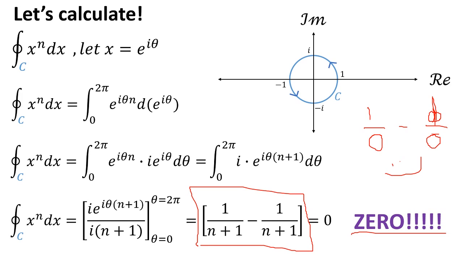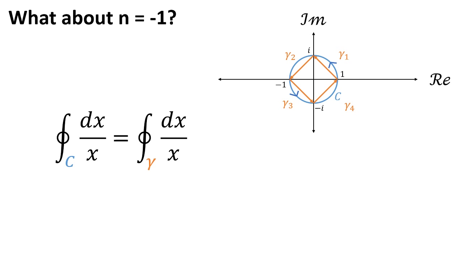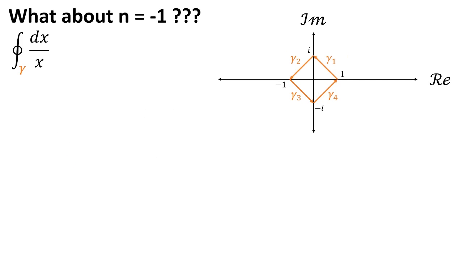You've got 1 over 0 minus 1 over 0, and that just creates some crazy nonsense. So what happens? Let's just do it. The best thing to do is just do it. So we start out with this integral, where f of x is just 1 over x.